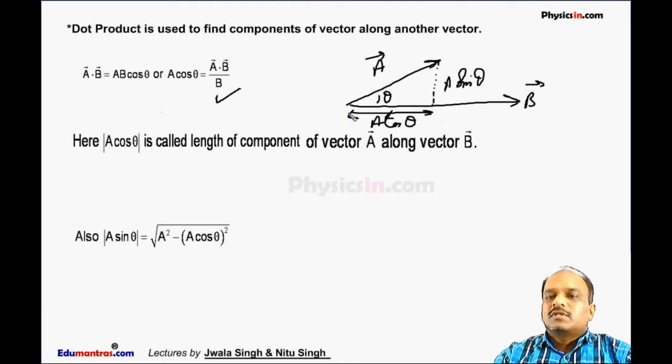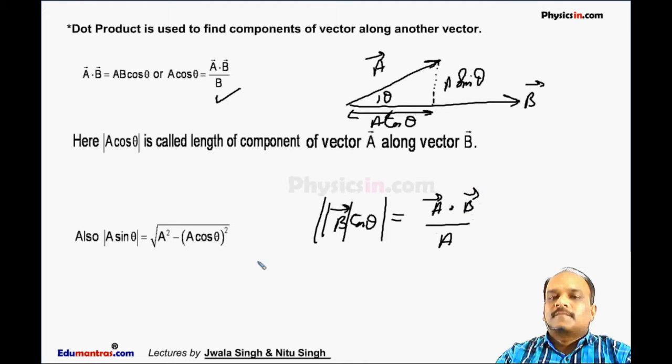So this dot product is also used to calculate the projection of one vector along another vector. Similarly, we can say B cos theta, which is the projection of vector B, can be calculated as vector A dot vector B divided by mod of A.